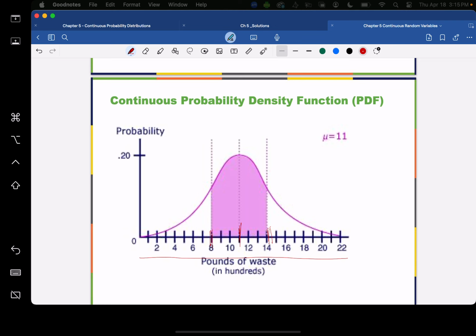And I will point out, and this confused me for a while, we don't really look at that vertical axis any longer. What we need to do is just look at this shaded area. So the shaded area is what gives us the probability. And you might be wondering how we find probability. How do we find that shaded area? Well, that's coming up.